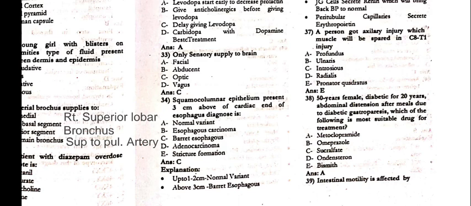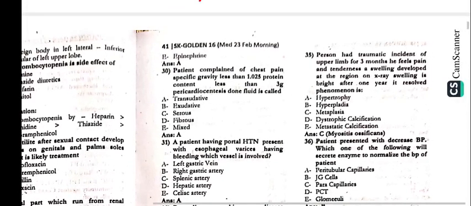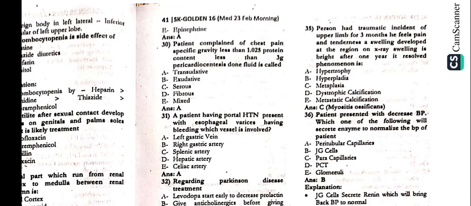34, the squamocolumnar epithelium present in the center above the cardia and of the esophagus. Diagnosis is the Barrett's esophagus. Next, 35, the person has a traumatic incident of upper limb for 3 months. He feels pain and tenderness, swelling develops at the region, on the X-ray swelling is bright. After 1 year it is resolved. The phenomenon is the metaplasia.